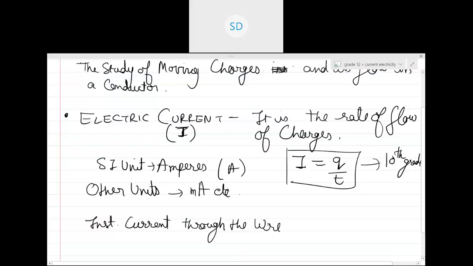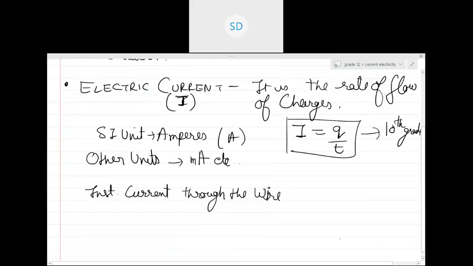And how do you define anything instantaneous? What was the formula for instantaneous velocity? dx by dt. What was the formula for instantaneous acceleration? dv by dt. So what should be the formula for instantaneous current? dq by dt. Always remember, instantaneous current is generally denoted by small i. So i is basically equal to dq by dt. Is this clear?